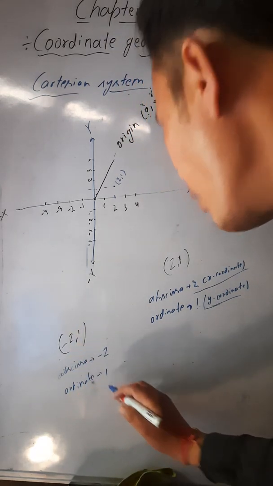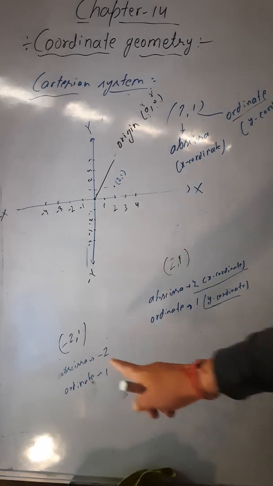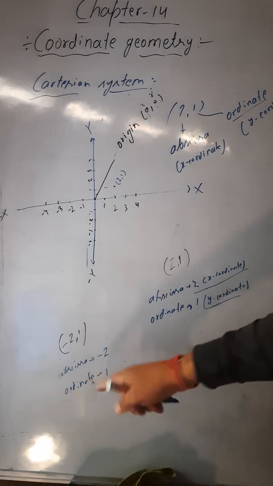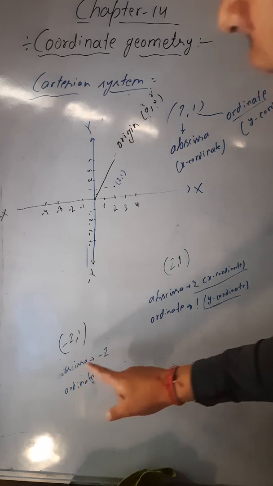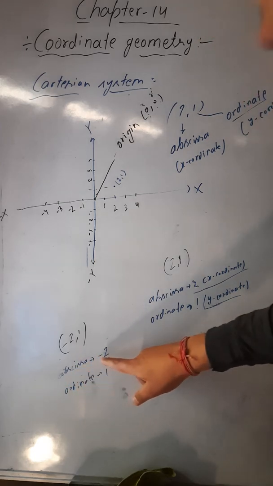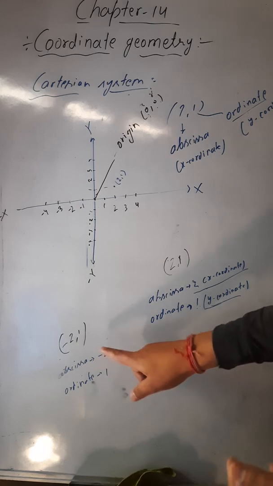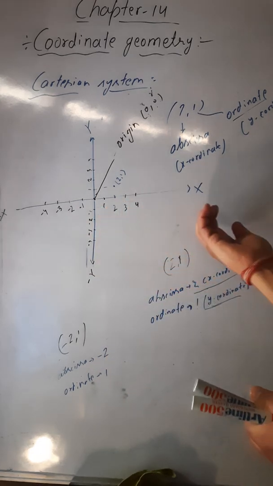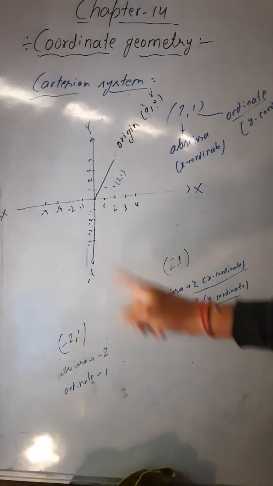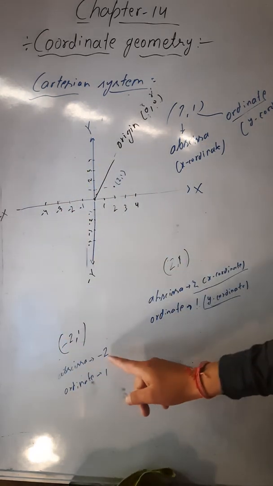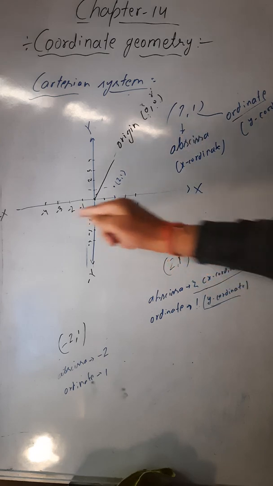Ordinate is 1. So abscissa is minus 2 and ordinate is 1. Abscissa means x coordinate. So along the x-axis you have to move how much? -2. So -2 will be towards the plus x or towards minus x? Yes, it will be towards the minus x, along the negative x-axis.